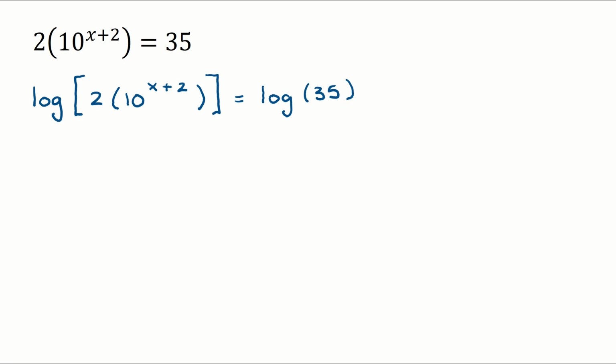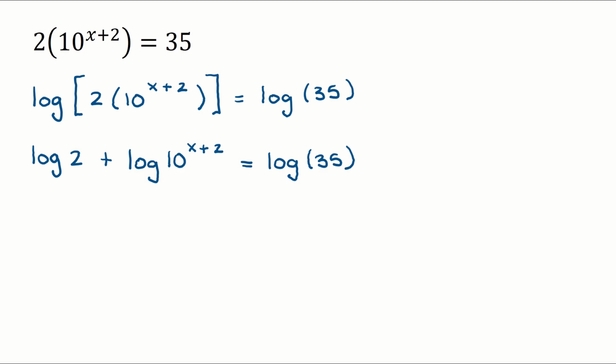Now the first thing we're going to do is apply the product rule. We're going to do that to separate this into two different logs. So we have log of 2 plus log of 10 to the power of x plus 2 is equal to log of 35. Then we want to work on getting x by itself. The first thing we're going to do is subtract log of 2 from both sides of the equation to give us log of 10 to the power of x plus 2 is equal to log of 35 minus log of 2.